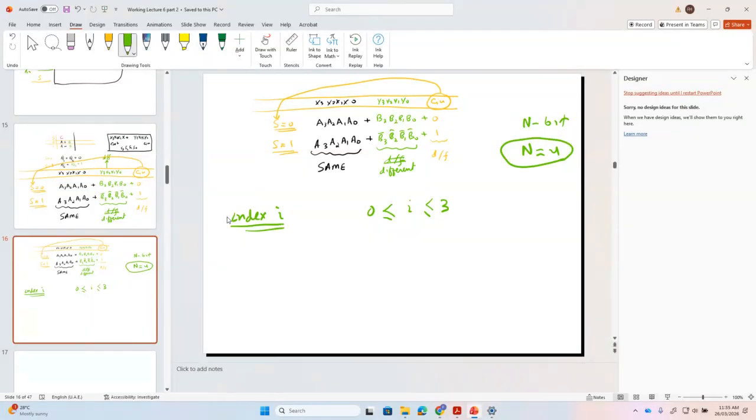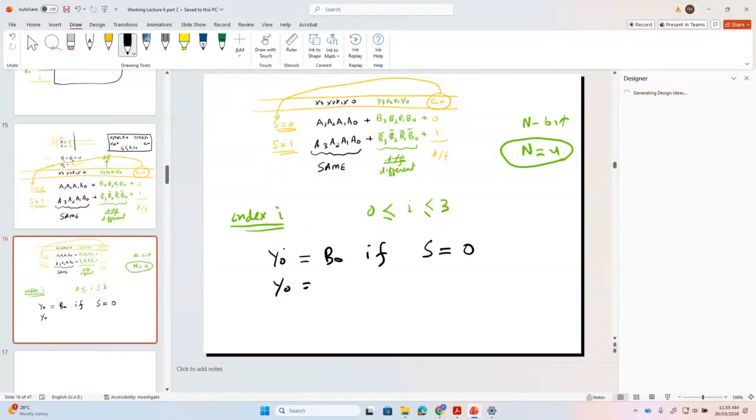Okay, now can we say that yi, so this is my y0, y1. Can you say it like this? Please remember, y0 will be b0 if s is equal to 0. And what will y0 be? b0 bar if s is equal to 1. Can we write it?